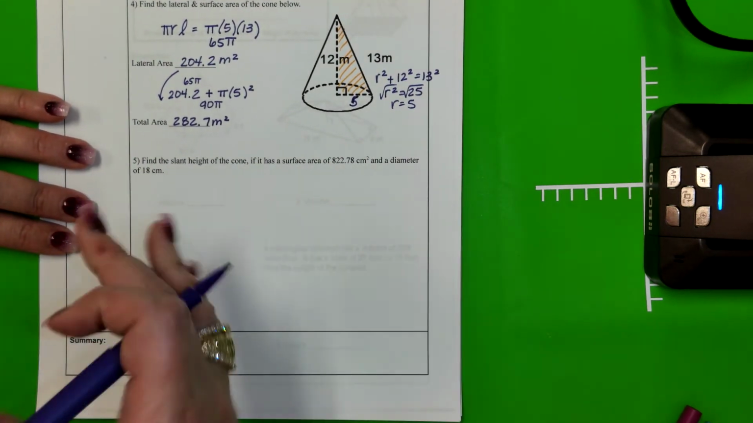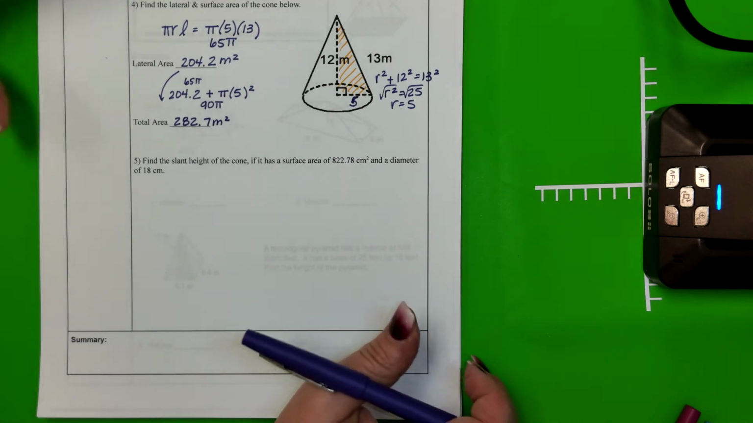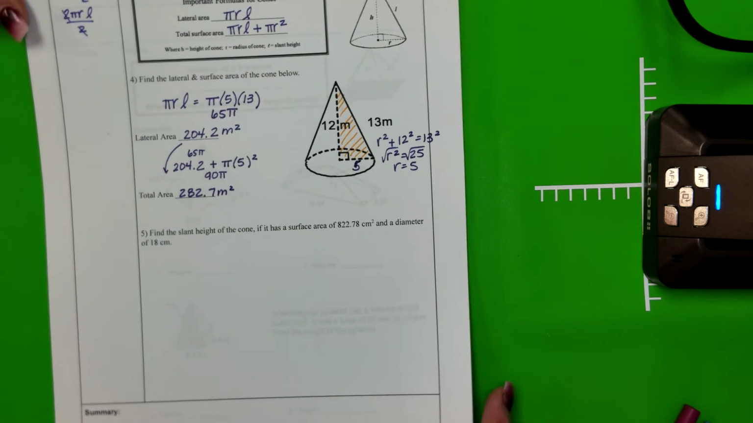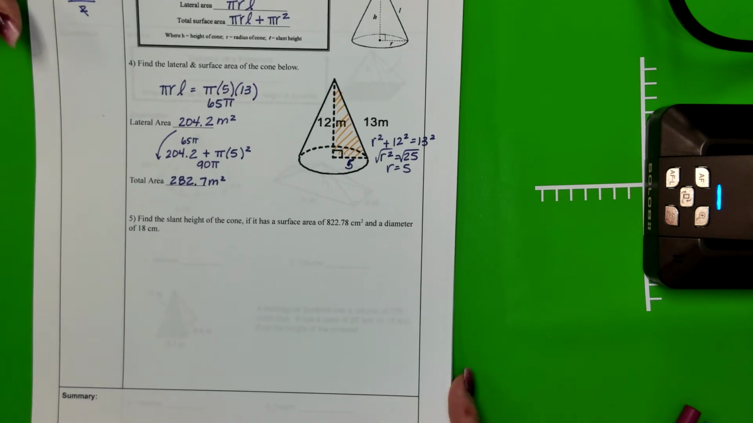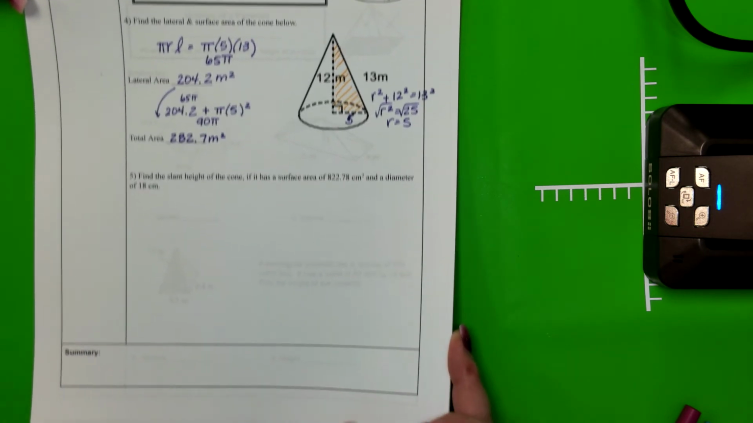Okay, so it's all formulas. Just know these formulas, have them handy, have them visible. They're on your formula chart, they're in your notes, on the word wall. Always just look for those formulas and write them down.